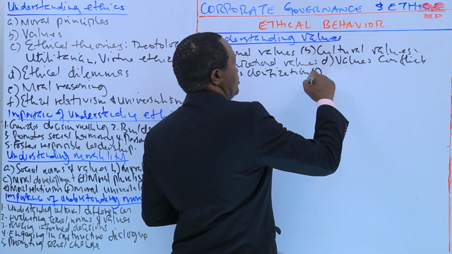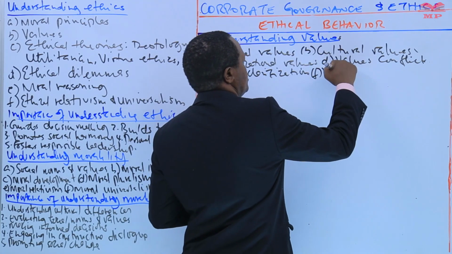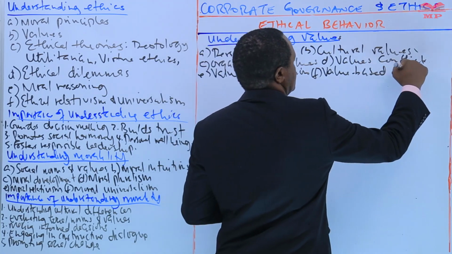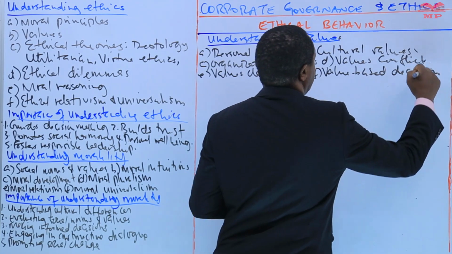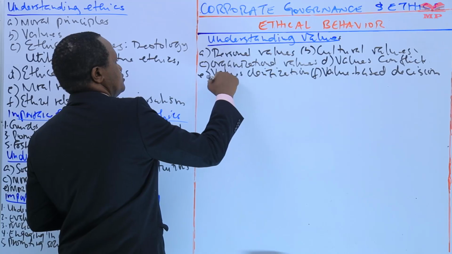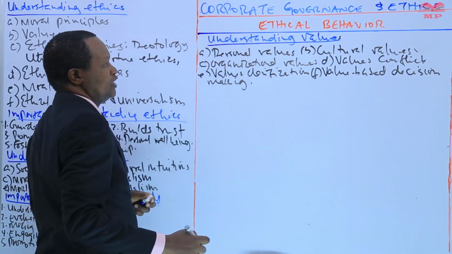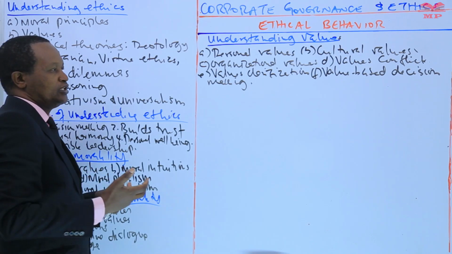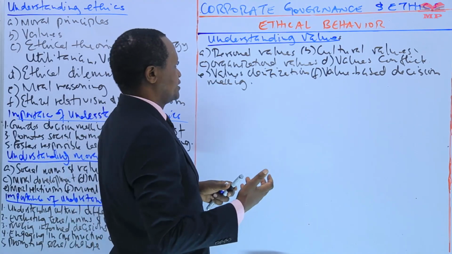Lastly, we have value based decision making. Value based decision making involves considering our values when making choices, both big and small. Such an approach can help us act with integrity and make decisions that are consistent with our moral compass.